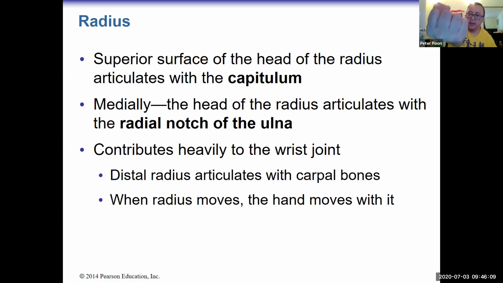So when I actually rotate my forearm, your wrist doesn't really rotate. What you rotate actually is your forearm, not your wrist. So when I do this, I'm actually rotating the radius around the radial notch on the ulna. So when I rotate my wrist, the term is rotation of the wrist. The reality is I'm rotating my radius.